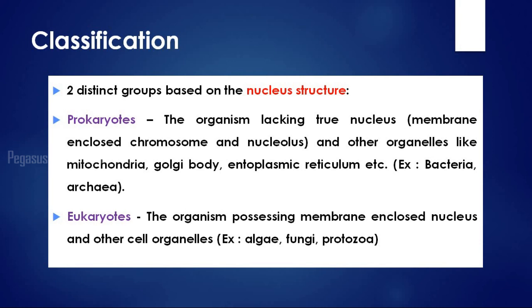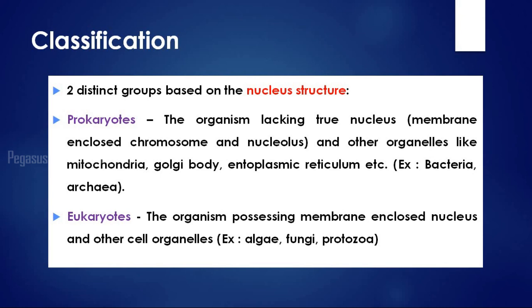And not only the nucleus, the other membrane-bound organelles like mitochondria, Golgi body, and endoplasmic reticulum are also absent in the case of prokaryotes. One of the finest examples of prokaryotes is bacteria and archaea. Then the eukaryotes are the organisms that possess enclosed, membrane-enclosed nuclear material and other membrane-enclosed cell organelles. Very good examples of eukaryotes are algae, fungi, and protozoa.